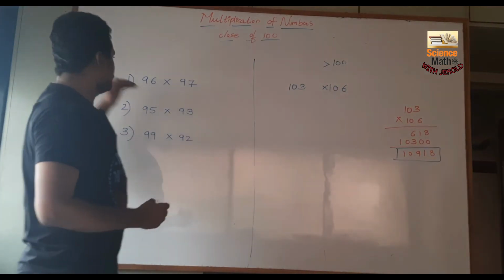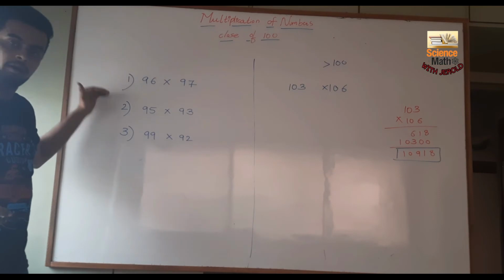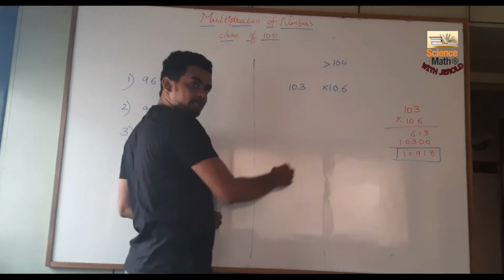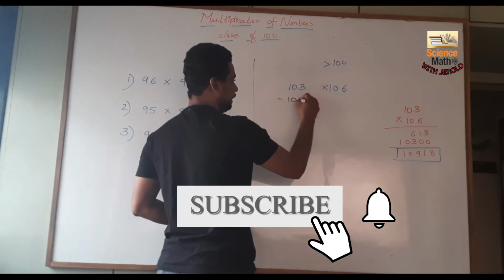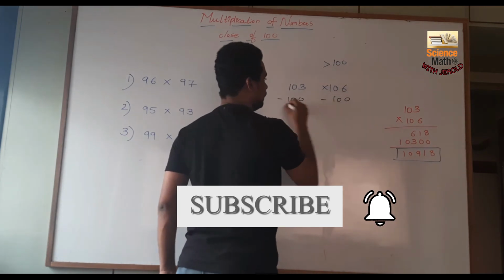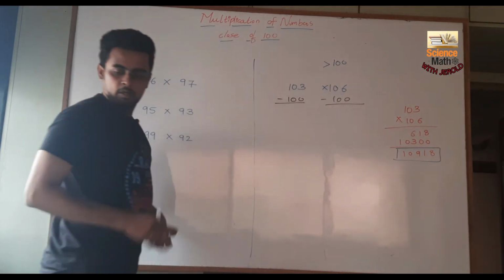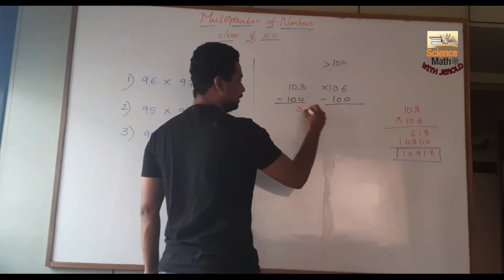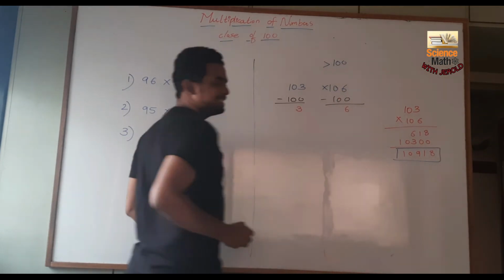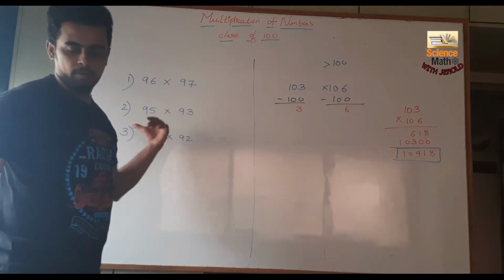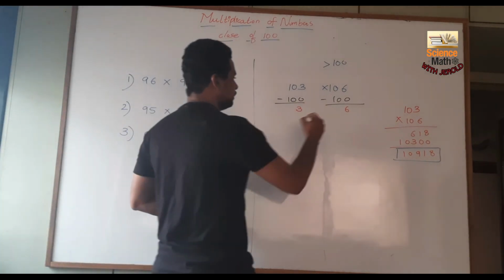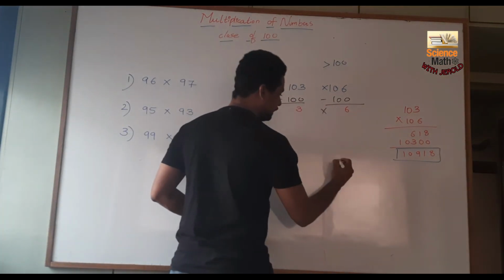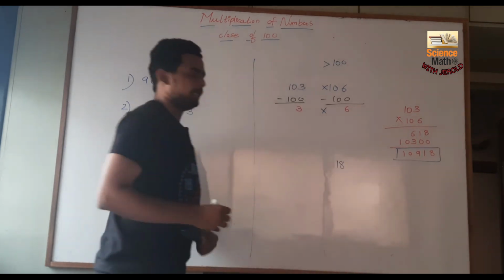Again, here we subtracted the numbers from 100. Now we will subtract 100 from the numbers. 103 minus 100 is 3 and 106 minus 100 is 6. Similar to the previous part, multiplying these two numbers, 3 and 6, will give me 18.